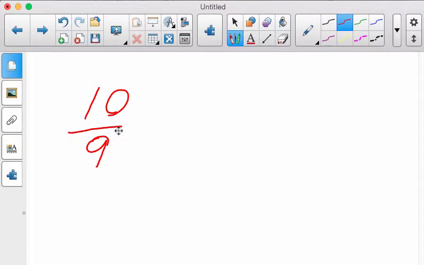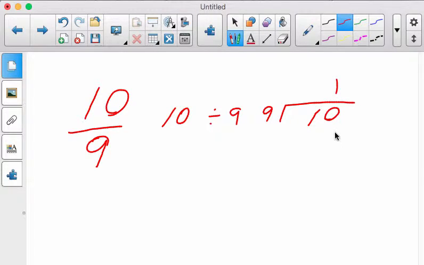So I can say that 10 ninths is the same as saying 10 divided by 9, which means I can actually just set this up, right? 9, 10, work it out. How many times is 9 going into 10? Good, that's once. 10 minus 9 is 1. Write my remainder as a fraction.